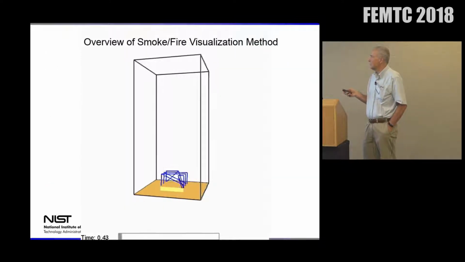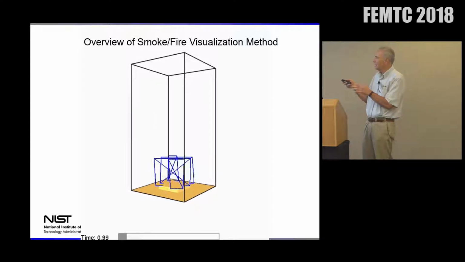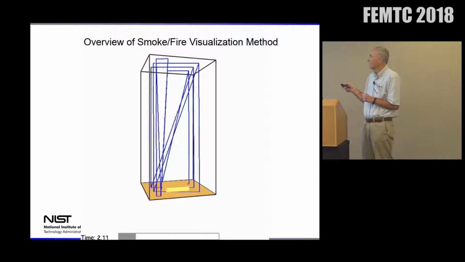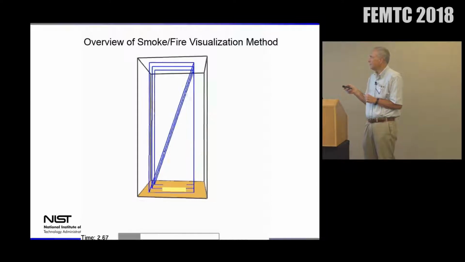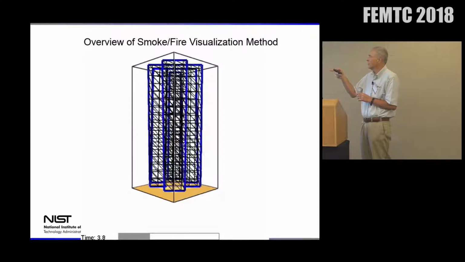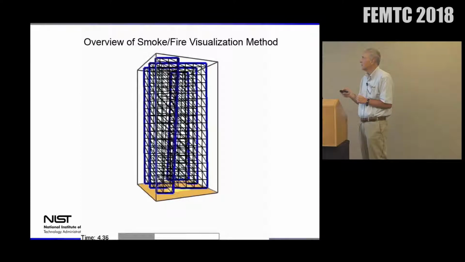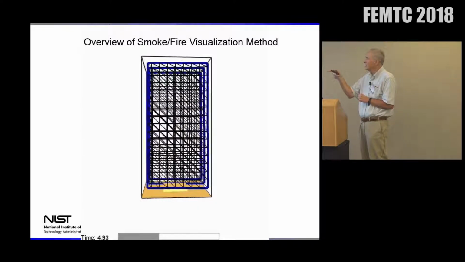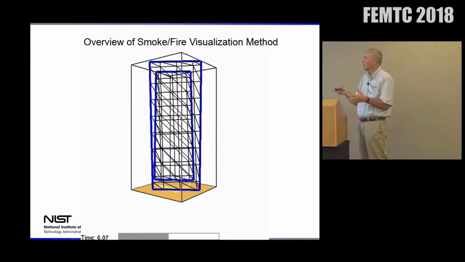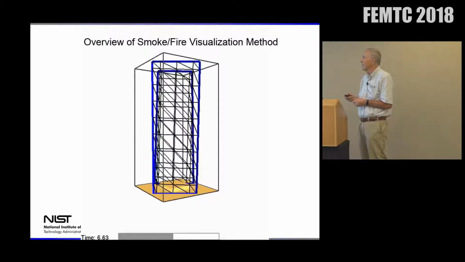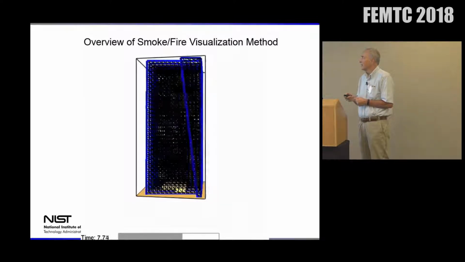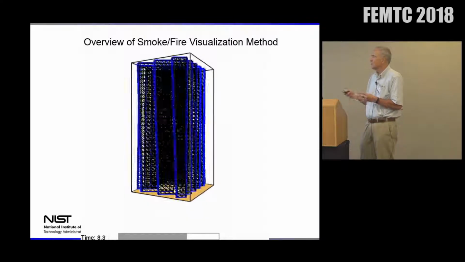This just illustrates the steps. Here I'm figuring out where the planes are. The next step will be to figure out the triangulation. Then I'm going to change the coarseness. Here I'm less coarse. Then I'm going to go to the very fine mesh. And then finally, I'll show the smoke.